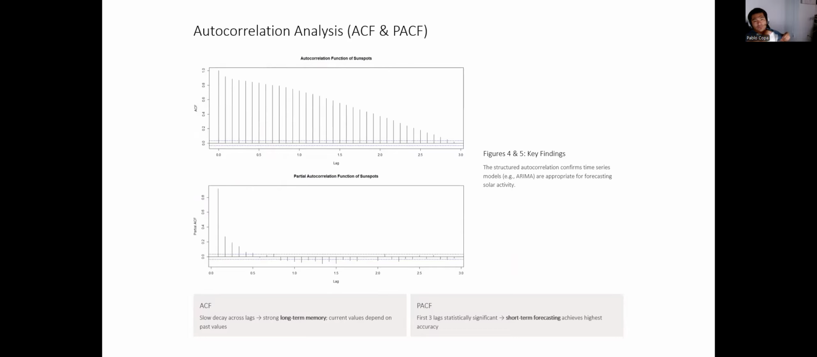In this slide, I will be a little bit short because it's almost 50 minutes. I analyzed the ACF and PACF graphs. These graphs help me to understand how current sunspot values are related to past values. In simple terms, they show whether the past still matters when trying to understand the present.